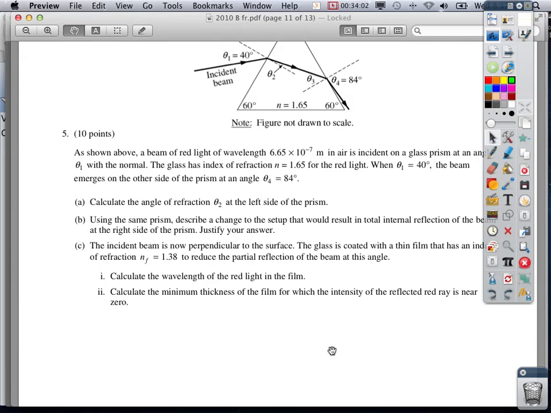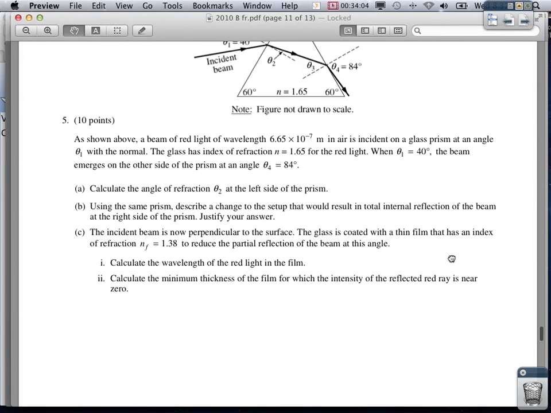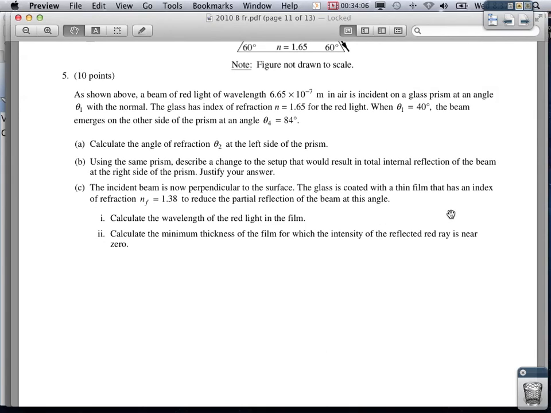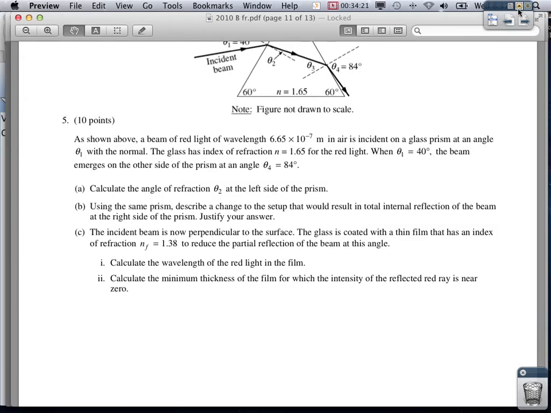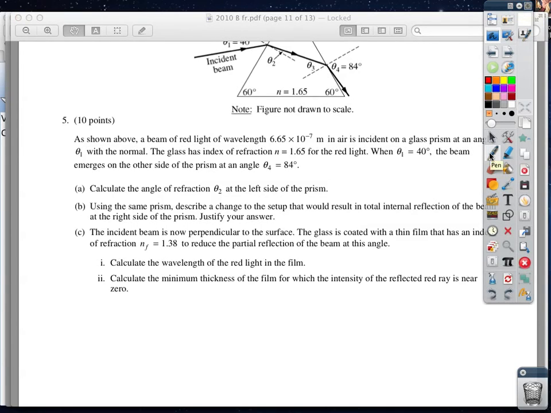The glass is coated with a thin film that has an index of refraction of that to reduce the partial reflection of the beam at this angle. Calculate the wavelength of red light in the film, and then calculate the minimum thickness of the film for which the intensity of the reflected ray is near 0. So the wavelength, that part, this is when I remember this. I remember that people who did this, they were like, oh, I didn't know what to do. Oh, just relax and think for a second.